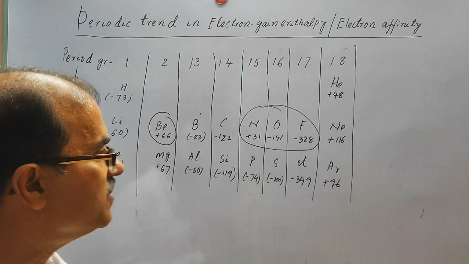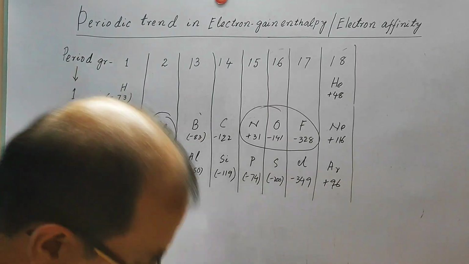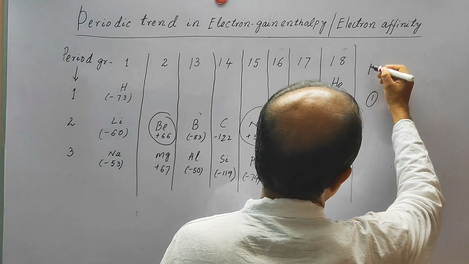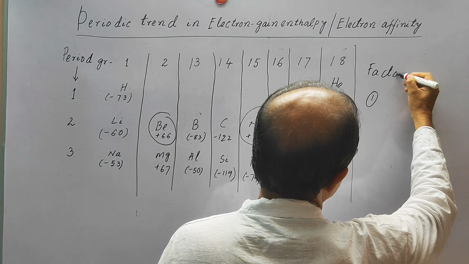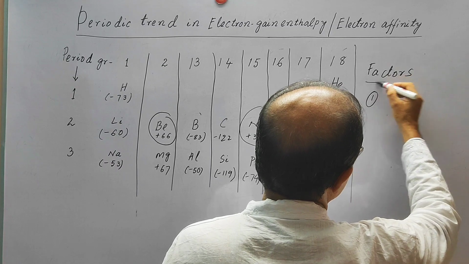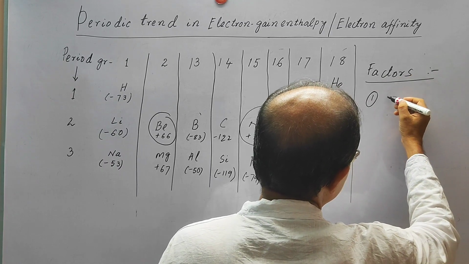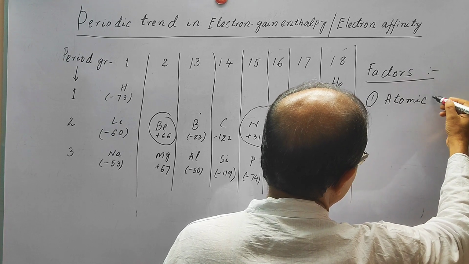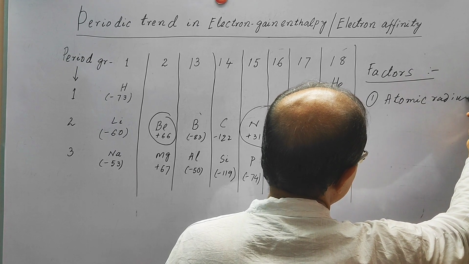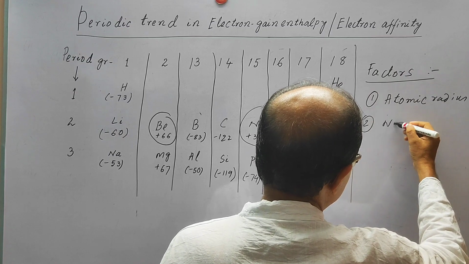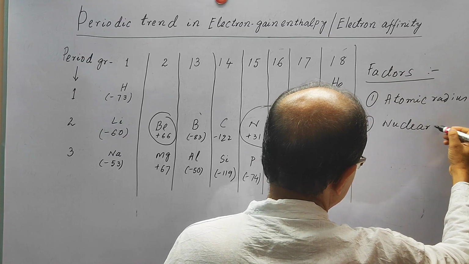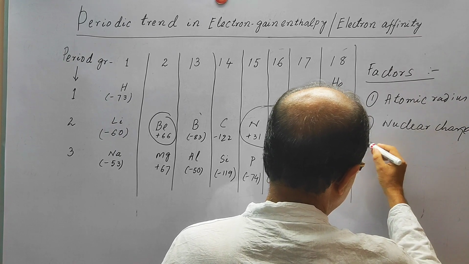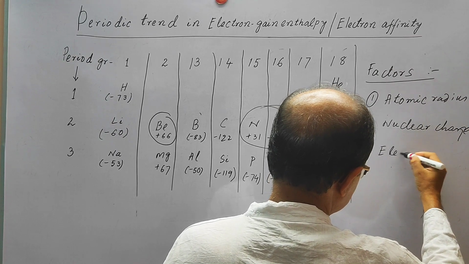Another reason: there are 3-4 reasons for electron gain enthalpy. Number one, we already answered. We can write here the factors which influence the electron gain enthalpy. What are the factors? The first factor is the atomic radius, the second factor is nuclear charge, and the third factor is the electronic configuration.